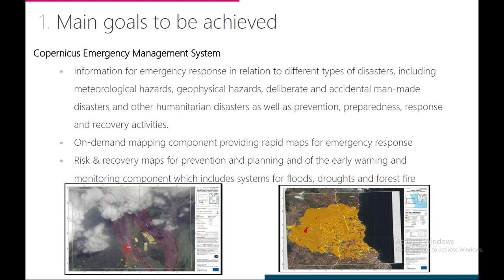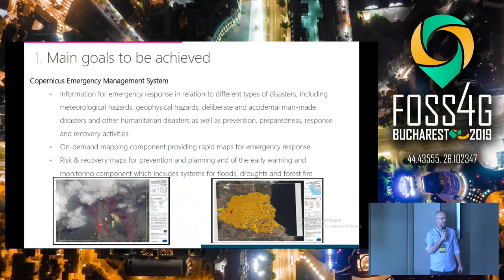Well, the emergency management system of Copernicus has two main ways to offer information. It works when there is a disaster. They put on quite a big process. They run satellites over the area and so on, and they use OpenStreetMap data. So they produce maps to be used in the field. Those are on-demand mapping, what they call rapid maps, and they also have risk and recovery maps for prevention and planning, and also for seeing how, after a disaster, a zone has evolved.